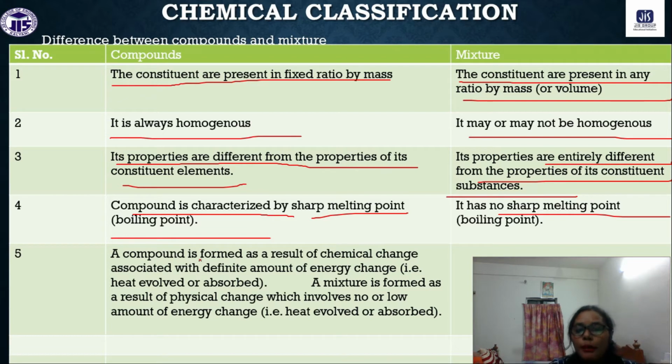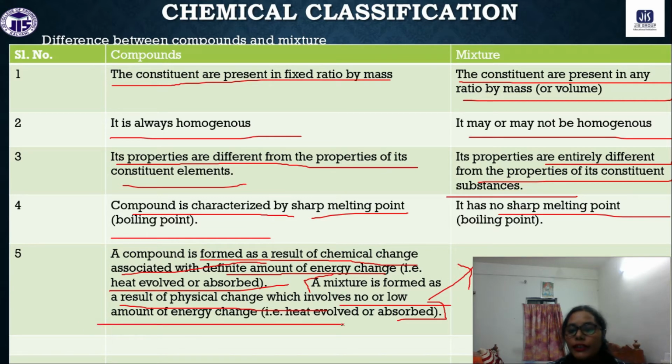A compound is formed as a result of chemical change associated with a definite amount of energy change, that is, heat evolved or absorbed. And this next point is for the mixture, because we don't have space here, so I have written it here. A mixture is formed as a result of physical change, which involves no or low energy change, that is, heat evolved or absorbed. So these are some of the differences between compounds and mixtures.